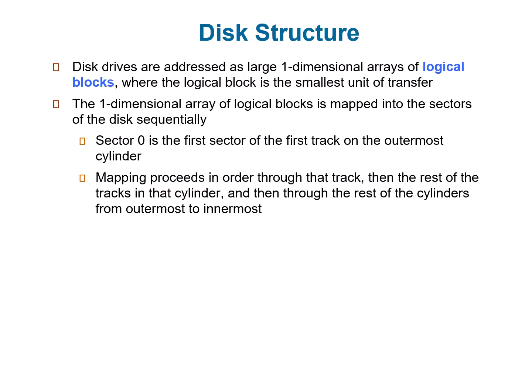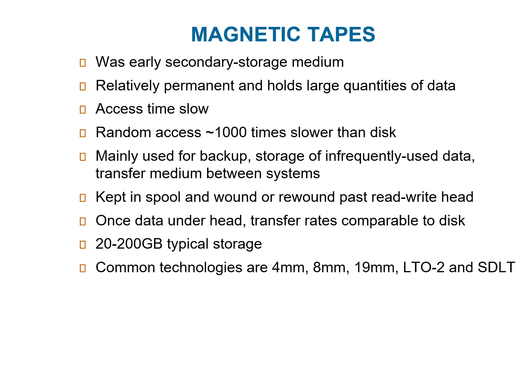Disk structure. Disk drives are addressed as a large one-dimensional array of logical blocks, where the logical block is the smallest unit of transfer. The one-dimensional array of logical blocks is mapped into sectors of the disk sequentially. So that is the disk structure, and next we have magnetic tapes.